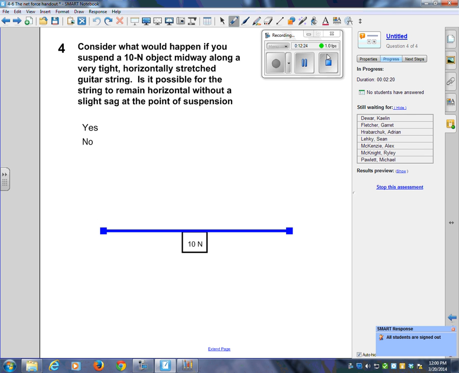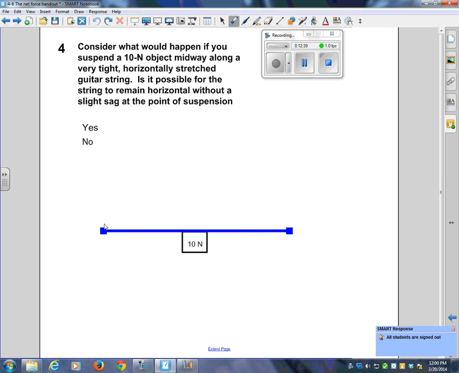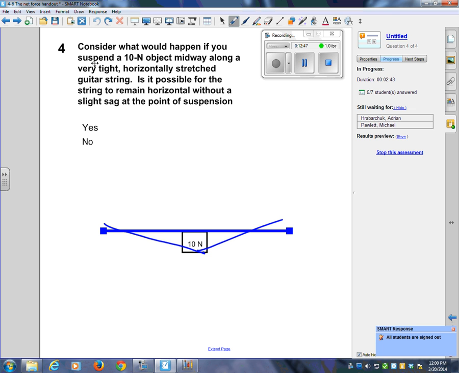Okay. Consider what would happen if you suspend a 10-newton object midway along a very tight, horizontally stretched guitar string. Is it possible for the string to remain horizontal without a slight sag at the point of suspension? Will there be a sag? Is it possible for the string to remain horizontal without a slight sag?